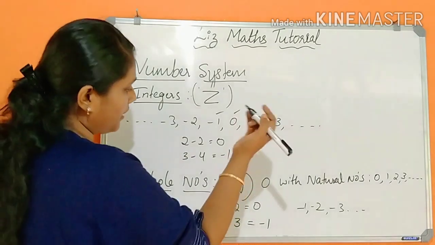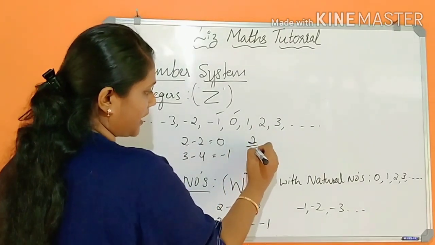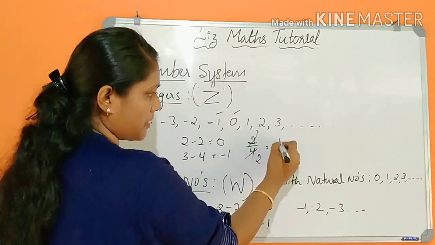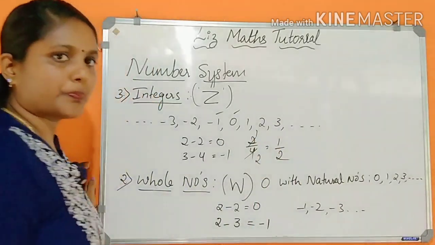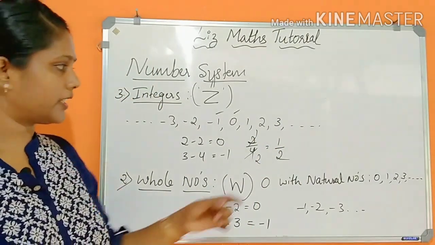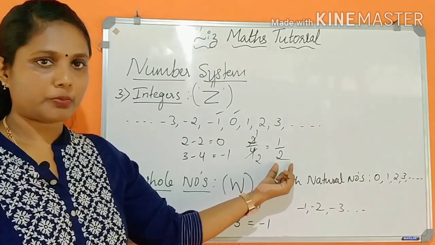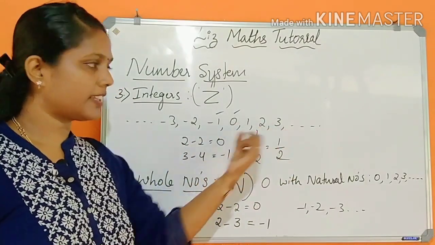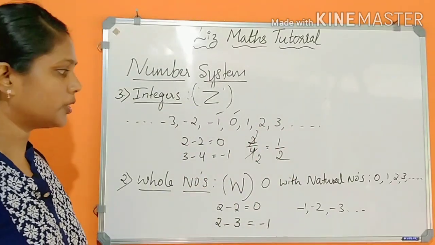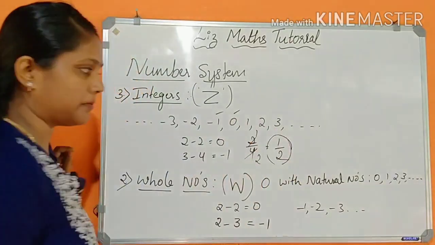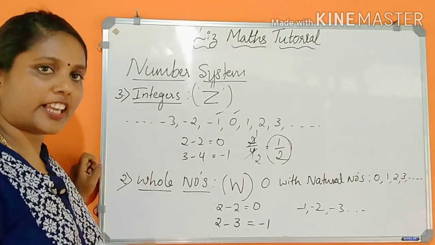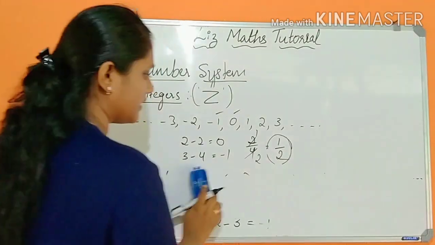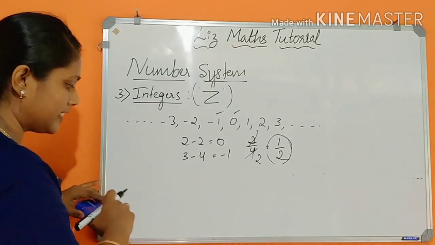No problem. But when comes 2 divided by 4, what is the answer? 2 ones are 2, 2 twos are 4. The remaining answer is 1 by 2. So it is in the form of 1 by 2, with a numerator and a denominator. Is this kind of number there in integers? No. So where do we have to include these types of numbers? For that reason, we have come across another type of number system. What is that?